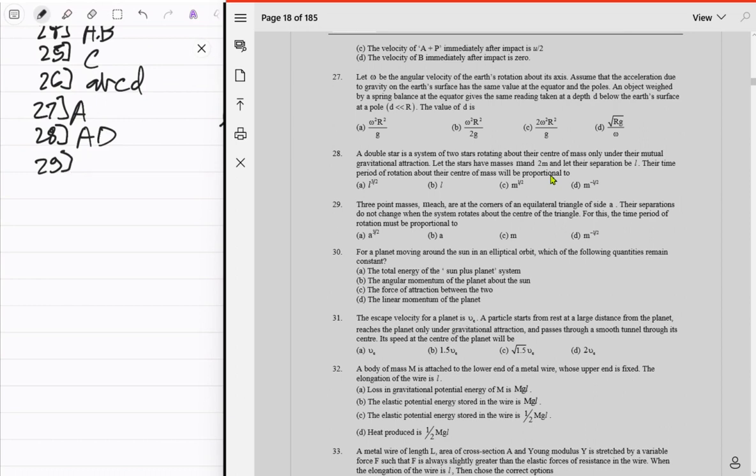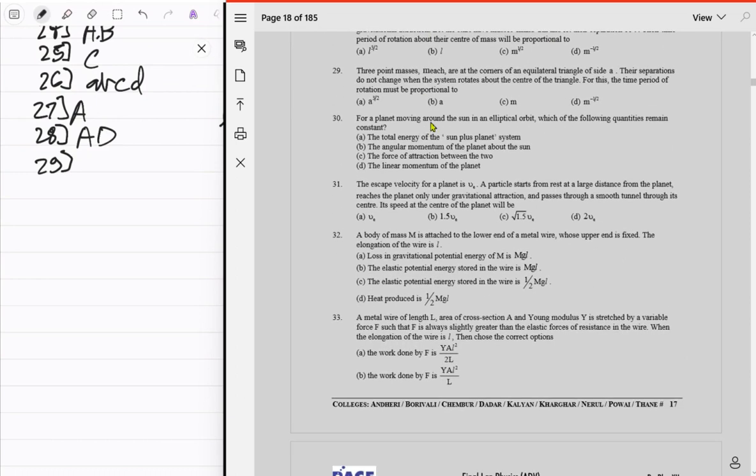29: three point masses m each are at the corners of an equilateral triangle of side A. The separations do not change when the system rotates about the center of the triangle. For this, the time period of the rotation must be proportional to what? Oh, okay, gravity, fine, that's what's acting. I wondered how this was happening by itself.